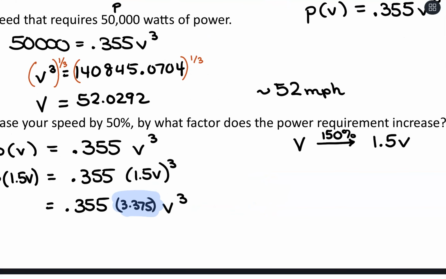So by what factor does the power requirement increase? It increases by a factor of 3.375. So that would be the factor that we're multiplying by, based on how our original function compares to our new function with the 1.5 plugged in.